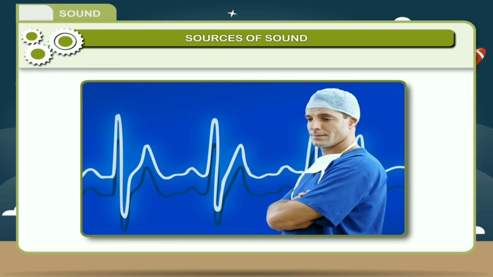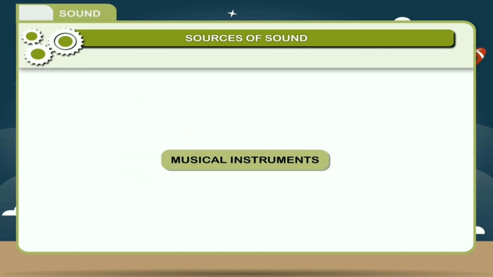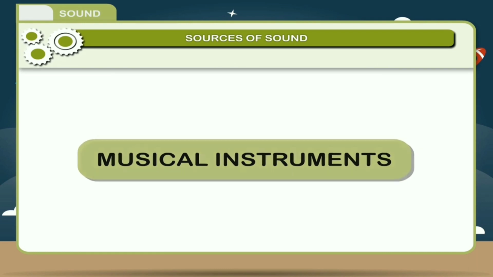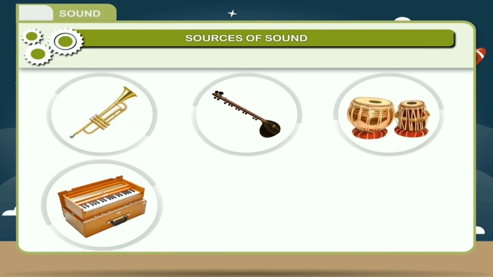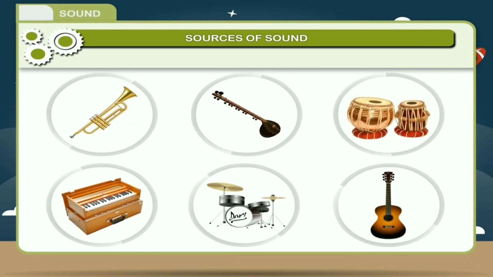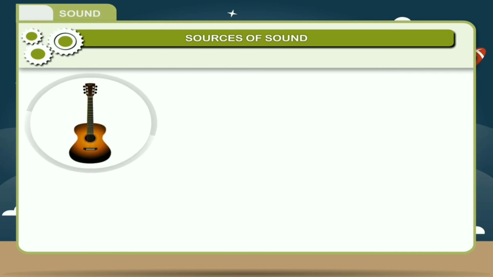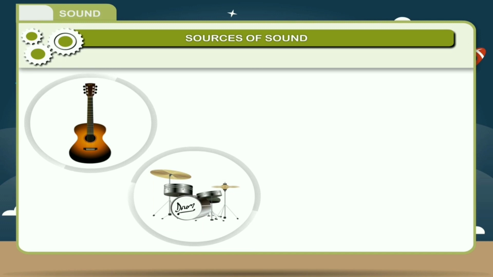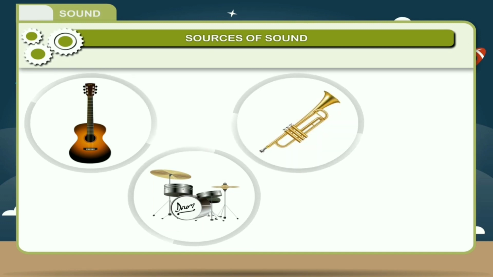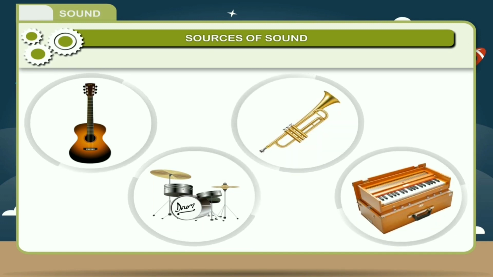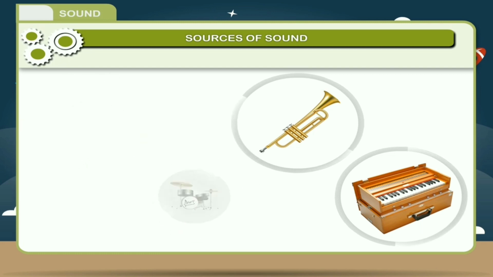The next topic is musical instruments. There are different types of musical instruments which produce different sounds. They can be classified into 4 types. Now let's see what those are. First is stringed instrument, second percussion instrument, third wind instrument, and the fourth reed instrument. They all produce sound but in different ways.